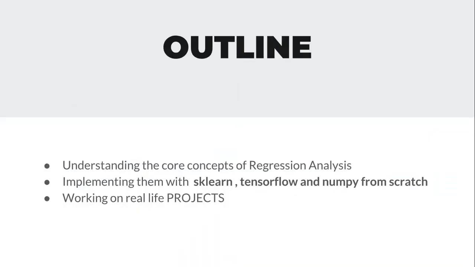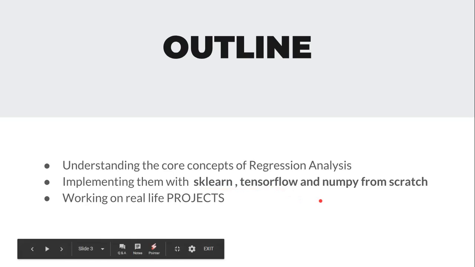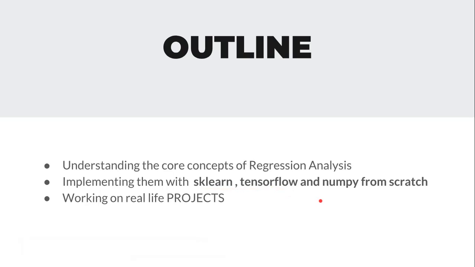Now let's move on to the outline of our course. It is composed of three main points. The first point is understanding the core concepts of regression analysis and deriving them by hand. We will derive those concepts, those theories by hand, so as to get a deep understanding of regression. The second point is implementing them with the major libraries present at this time. The examples are sklearn, TensorFlow, and NumPy, and all those from scratch. We will learn about their structure and their workflows also.